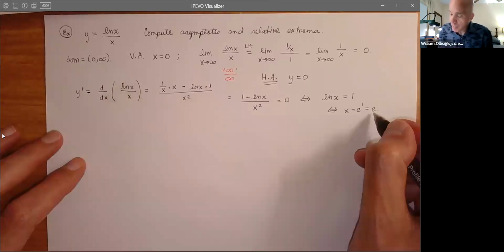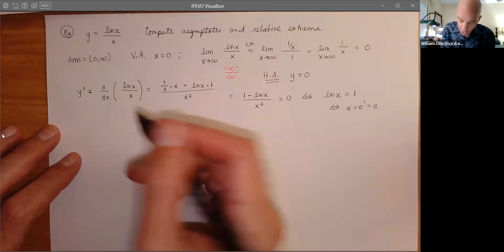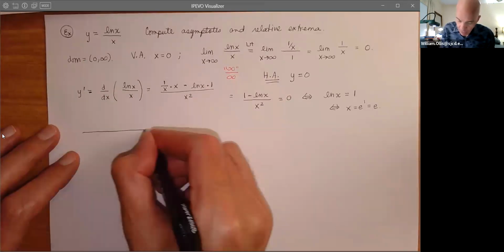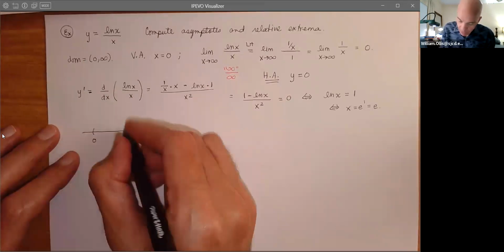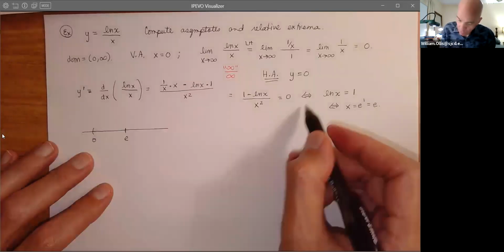So now what we see is we've got a critical number at the Euler base. So we can just use the first derivative test. So we have 0 and we have e and then the rest. So notice here, we've got what?